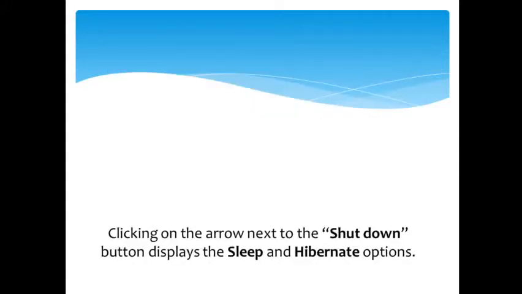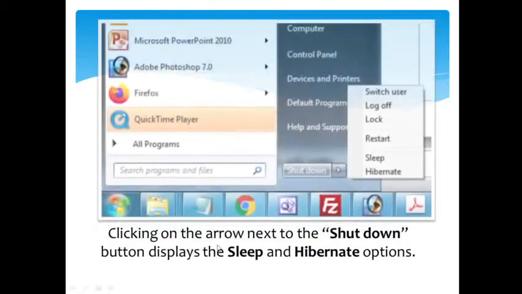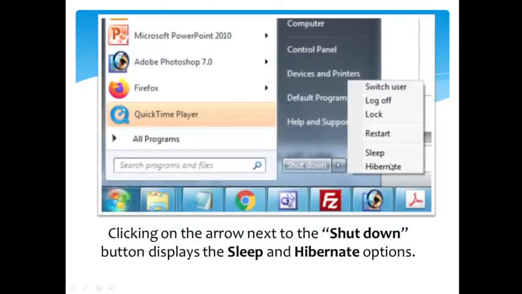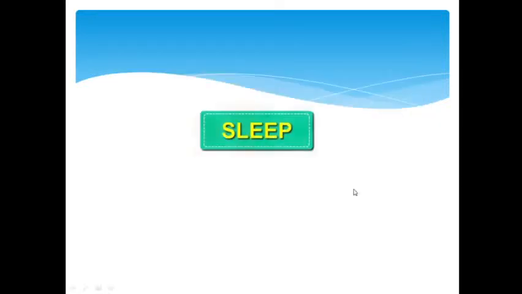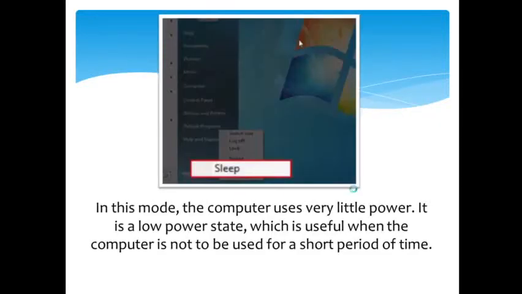So next, clicking on the arrow next to the shutdown button displays the sleep and hibernate options. There's a small arrow next to the shutdown button. Once you click this, the sleep and hibernate options will appear. So we'll soon learn about sleep and hibernate. What does sleep do? What does hibernate do? First, we'll learn about the sleep mode.